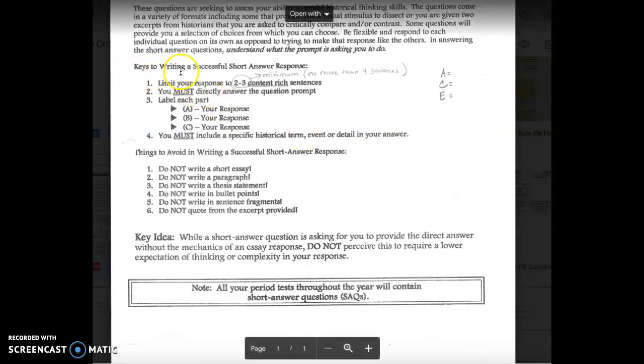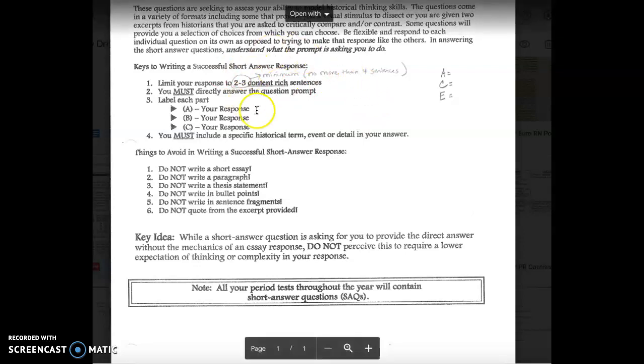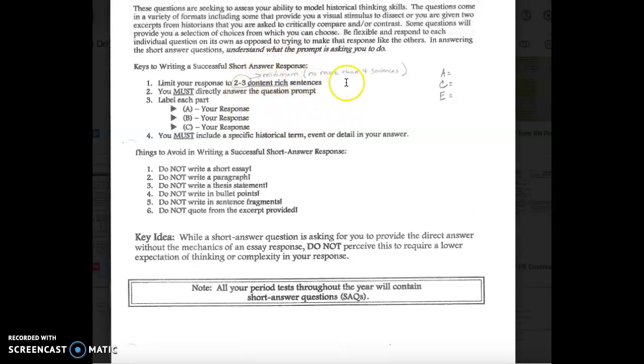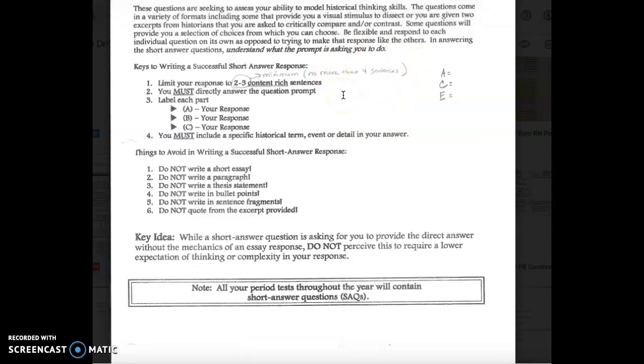So it says here, keys to writing a successful short answer response. Limit your responses to 2 to 3 content-rich sentences. I even wrote on here, minimum is the 2 to 3. You do not go over 4 sentences, okay? We've got to start practicing this early because when you take the true AP exam and that reader is grading your answers, it is a red flag to them if you are going over 4 sentences, okay?